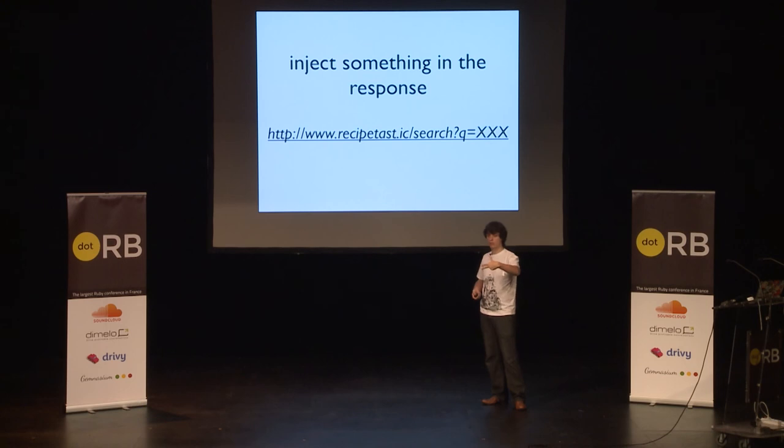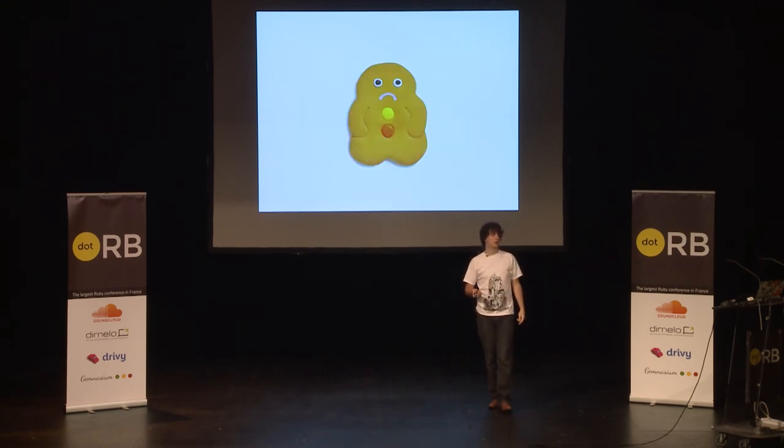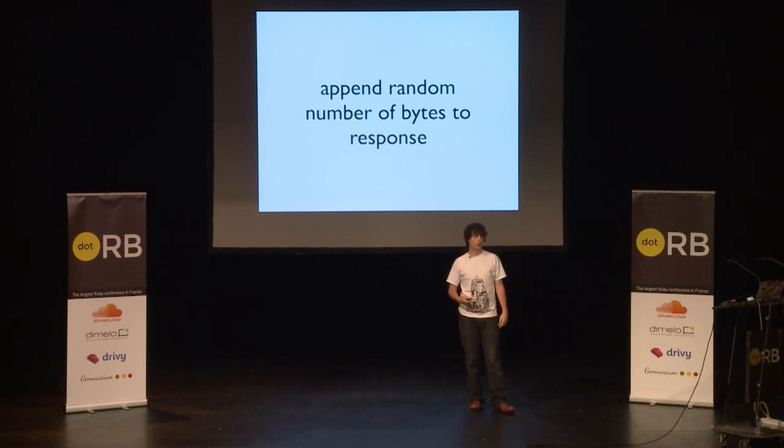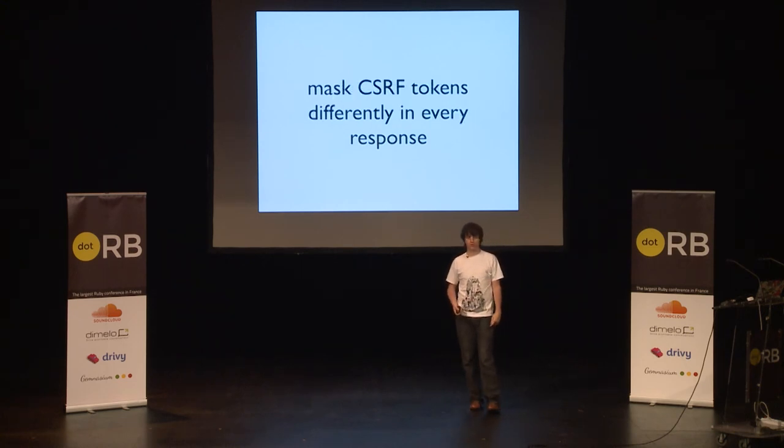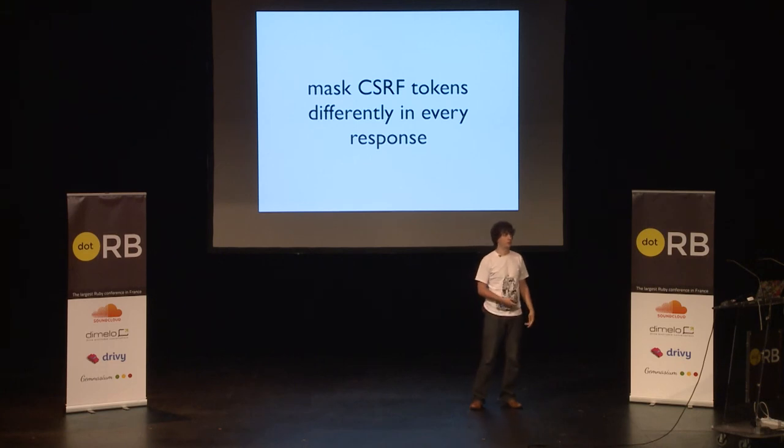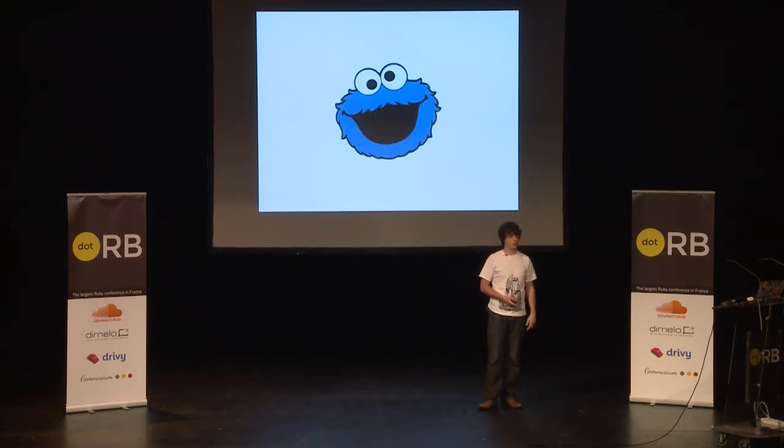So you don't attack the cookie. You instead attack the CSRF token, and then you can run a CSRF attack again. All you need is a web endpoint, like search for instance, that repeats whatever random string you're appending, and then that will match up with the token in the source code, and that will compress better. That's still an open issue with websites. What you can do is append a random number of bytes to the response. You can mask the CSRF token differently, but I don't know if a lot of people do either of them.